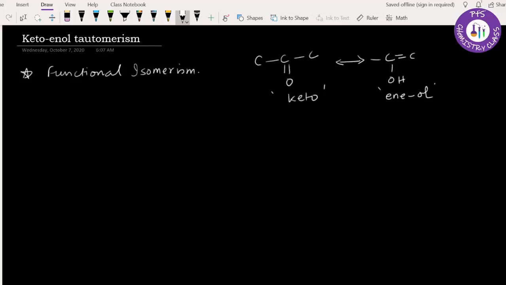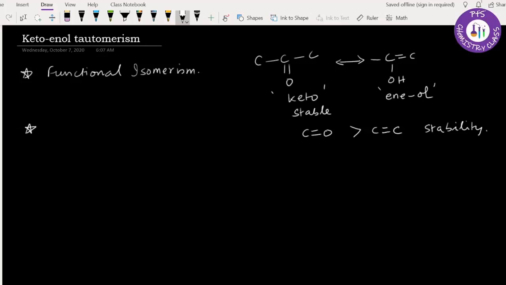So usually the keto form is more stable, because in organic chemistry C double bond O is very stable than C double bond C. Stability is more for C double bond O than C double bond C in organic chemistry. So this is a type of functional isomerism. There are many names to it.